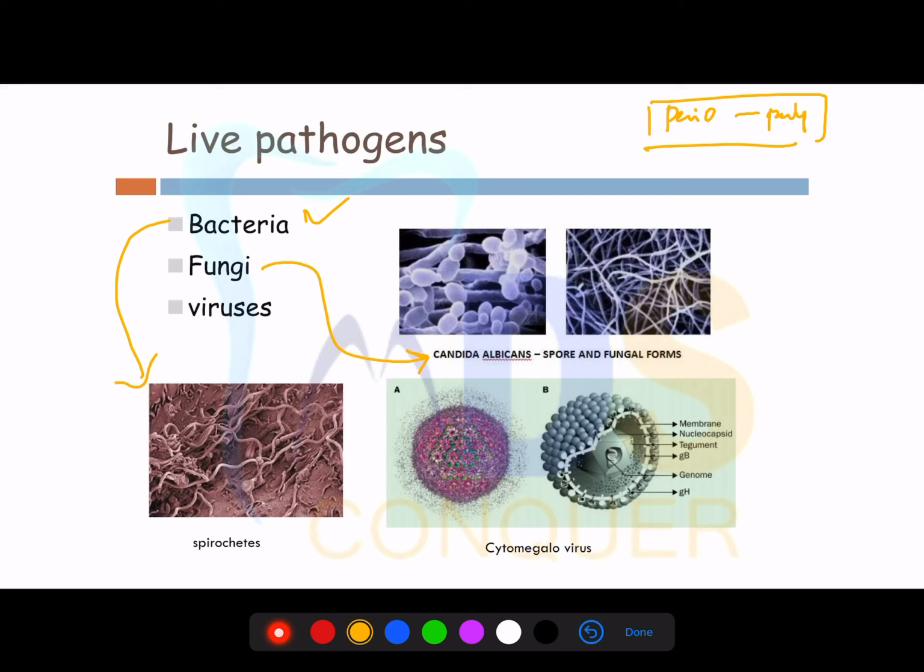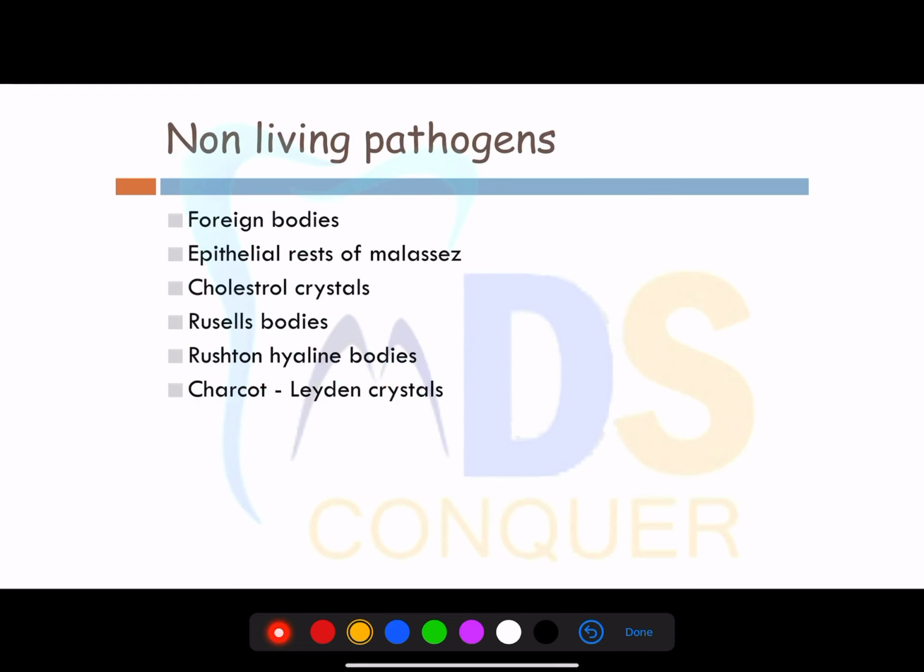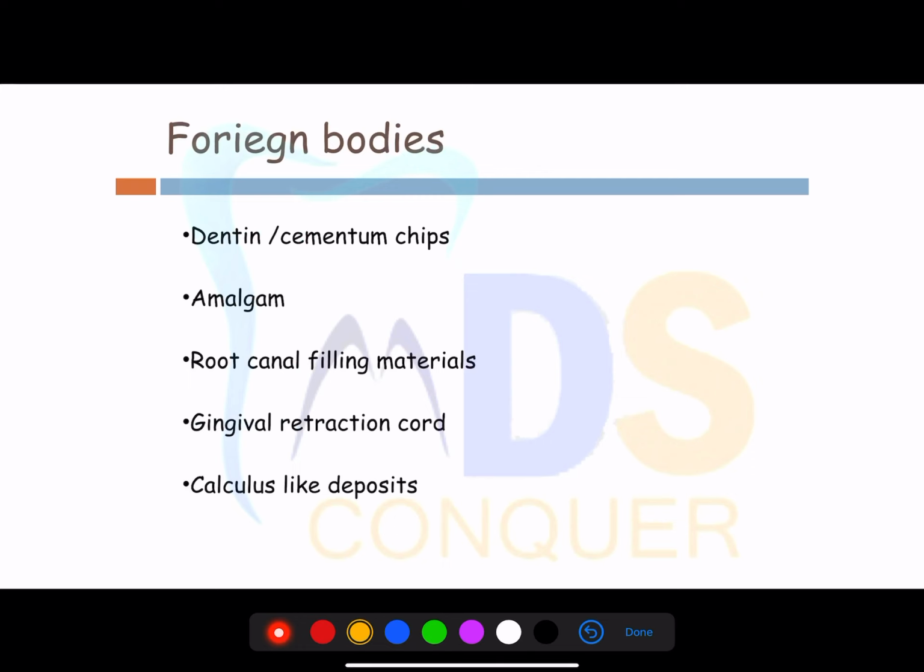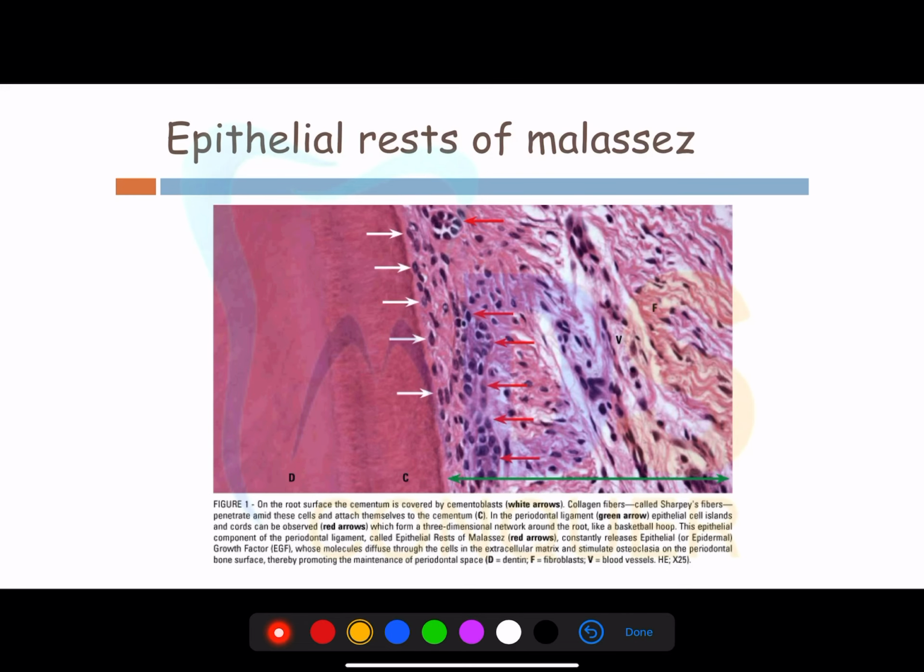Similarly, you have your viruses. The viruses can be herpes simplex virus, cytomegalovirus, or Epstein-Barr virus. All these viruses can be seen in the case of your endo-perio lesions. As already discussed, these are the non-living pathogens which are going to cause the endo-perio lesion. So these are the foreign bodies. Already discussed, the leftover gingival retraction cord will cause inflammation, leading to bone loss and causing periodontal problems. So you can make a note.